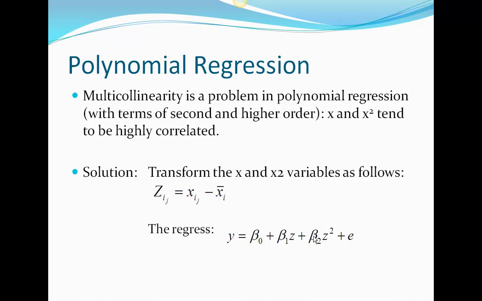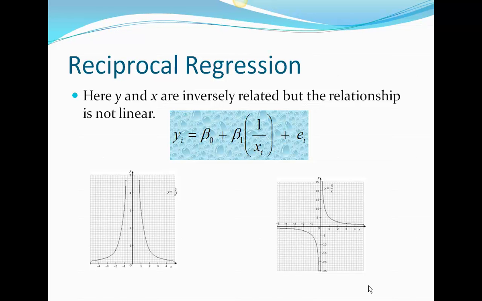So z is not just one number. It's going to be a series of numbers over the entire column. And then you would run this regression using that transformed variable, and you would square that transformed variable. So obviously this relationship is showing for a quadratic. If you were to do a cubic, you would also include beta 3 z to the third, and so on and so forth.